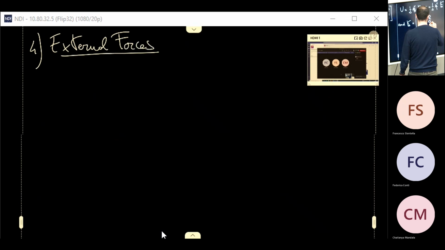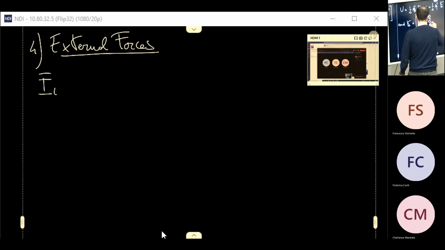External forces. So what is the only external force which comes to play here in our exercise? It's the weight, it's gravity. Apart from contact forces, but here we are dealing with, as usual, the hypothesis of a constraint of workless contact forces.